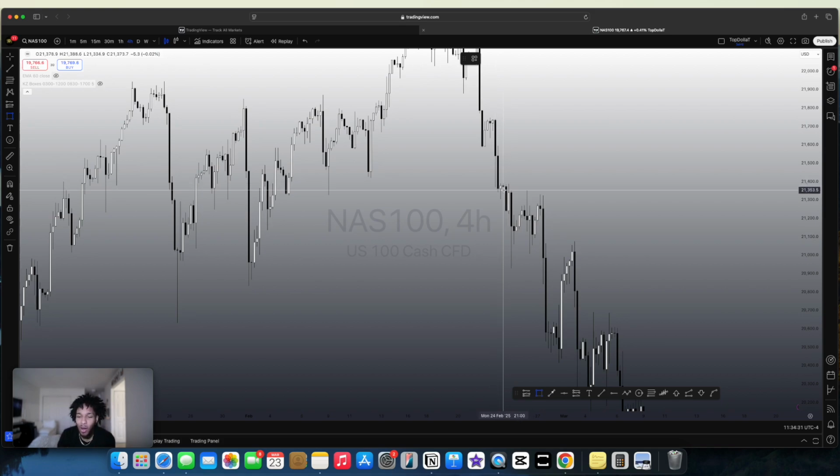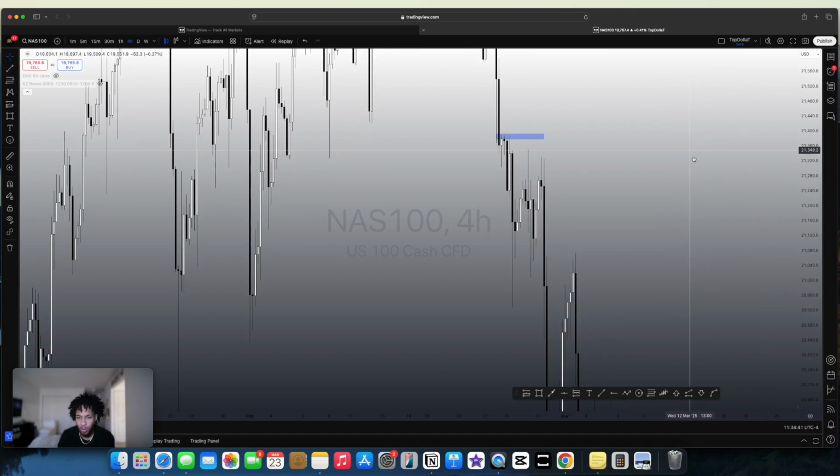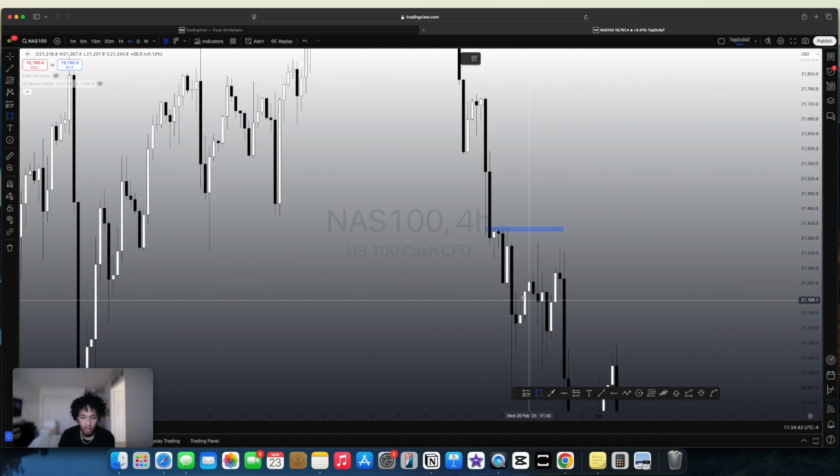It is a pullback. Why? Because it created the spinning top and it didn't completely engulf it, right? So for me, that becomes a pullback and these become the highs, the new lower high. And this is the lower low. All right. Then we see it get back down and break these lows.